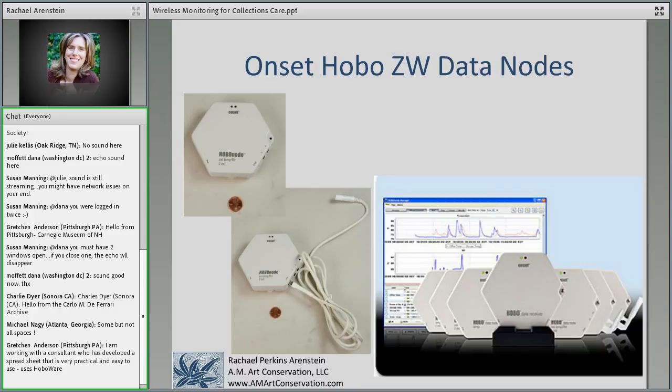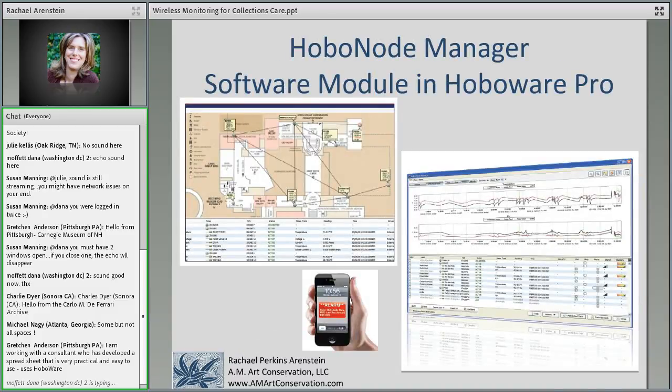Some of the nice features about the Hobo series is that you can get alarm conditions via notifications. Here is an image from one of their spreadsheets of what the alerts beamed to your iPhone look like. And here you also have two views of the Hobo Node Manager, which is a module in the HoboWare Pro software. On the left, you have your floor plan view. And what you see there with all those lines going back and forth is the idea of the mesh network, how the nodes can transmit from one to another back to this collection point at the top of the screen.